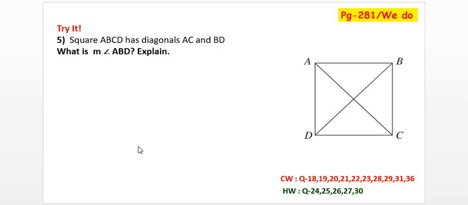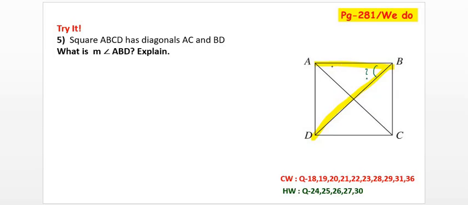Actually this question says that the square ABCD has the diagonals AC and BD. So these are the two diagonals, right? AC and BD. Okay, they ask what is the measure of angle ABD? So let's highlight angle ABD. So angle ABD is actually this one. So they want us to find how much is the value for this angle.